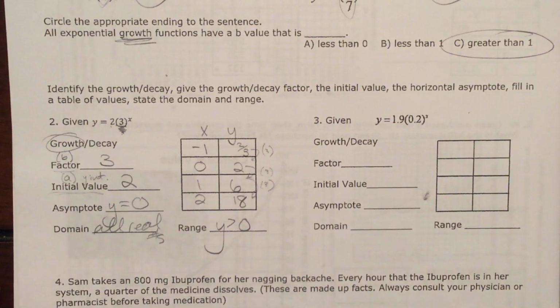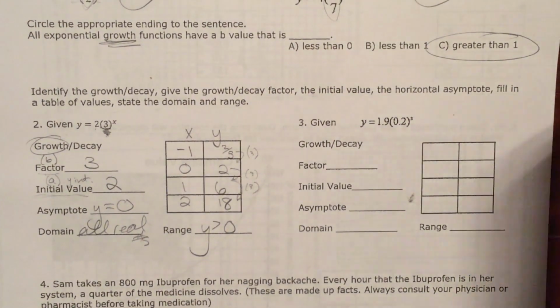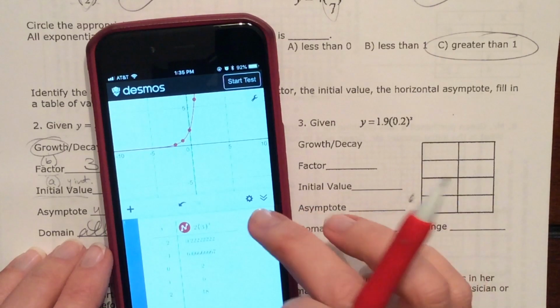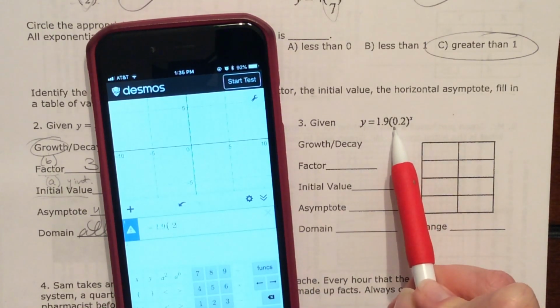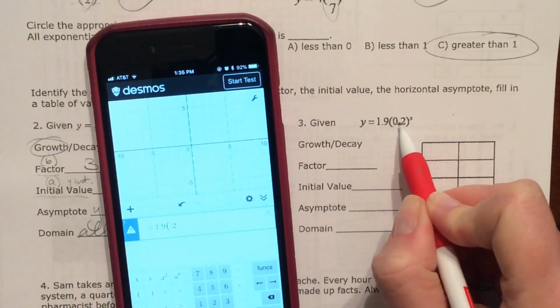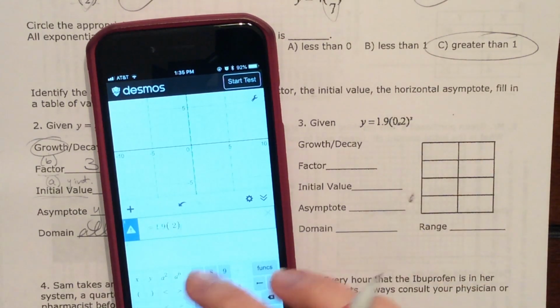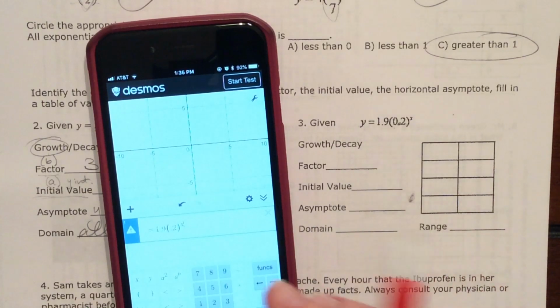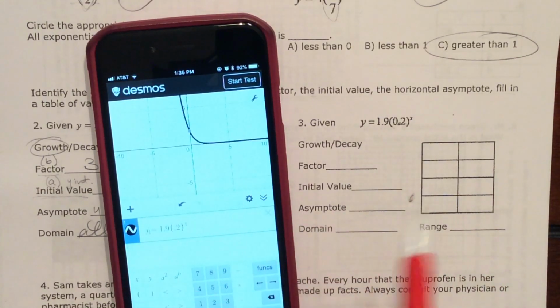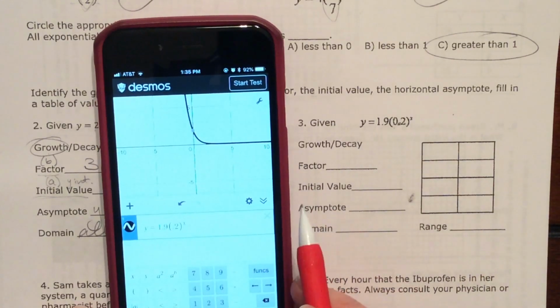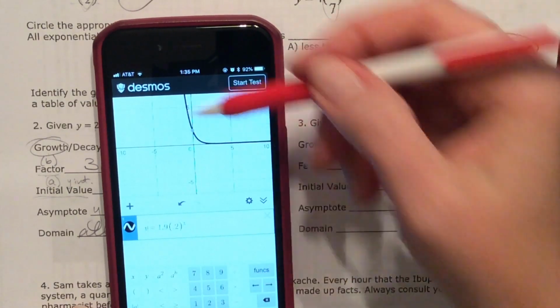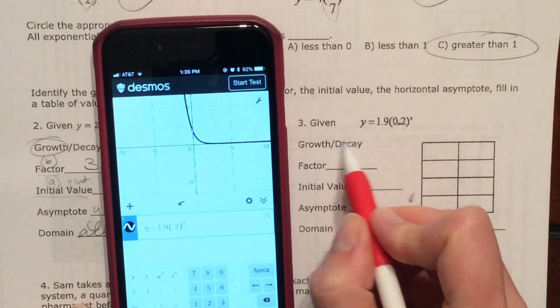You're going to do the same thing for the one right next to it. We have a new function that we're going to type. We're going to type y equals 1.9 times 0.2, or if you're typing in the 0, be careful, it's 0.2, 2/10 to the x power. I think I forgot my y in the front. There we go. I was getting an error message. Now we have our graph. Is this growth or decay? From the left, it's going to go down, so it's going to be decay.